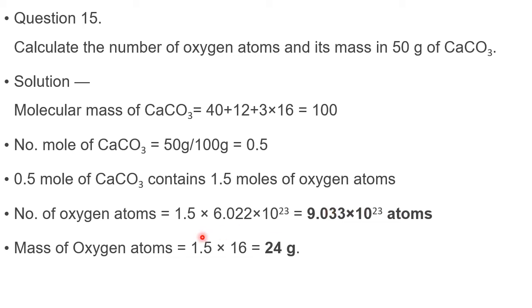Now what is the mass of oxygen atoms in 50 gram of calcium carbonate? 50 gram of calcium carbonate means what? How many moles? It is 0.5 moles. Okay, correct. Now in 0.5 moles, how many moles of oxygen are there? 1.5. 1.5 mole of oxygen atoms means in terms of gram how much? So 1 mole equals what? 16 gram. 1.5 means what? 1.5 × 16 equals 24 gram. Okay, right.